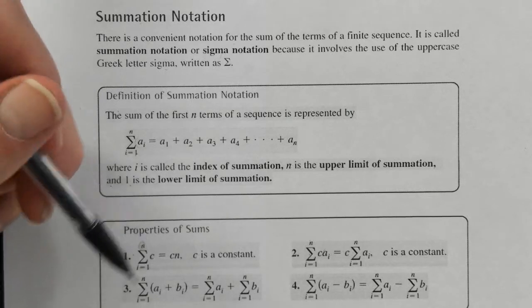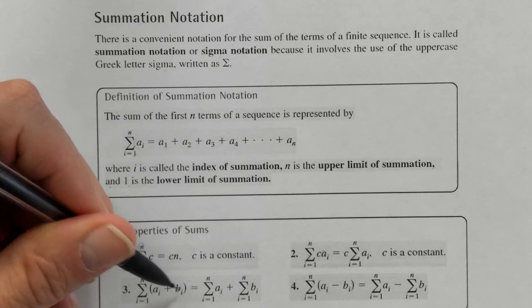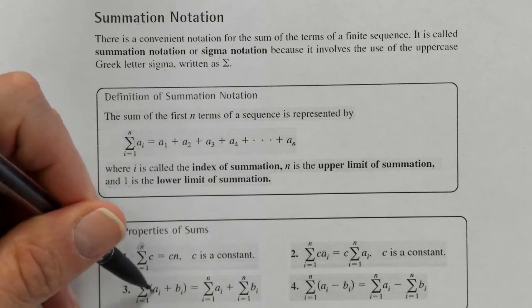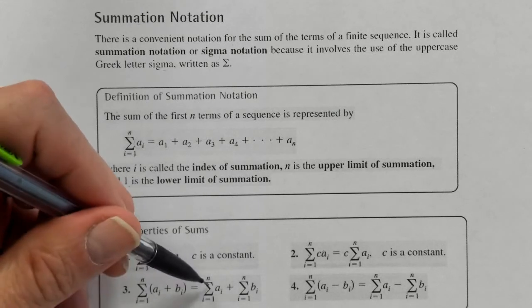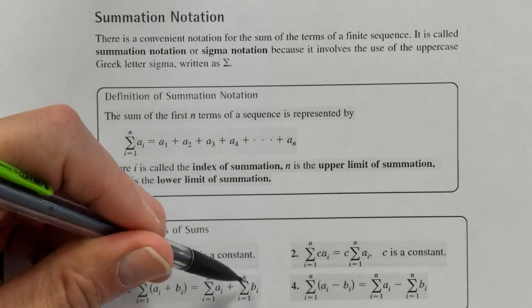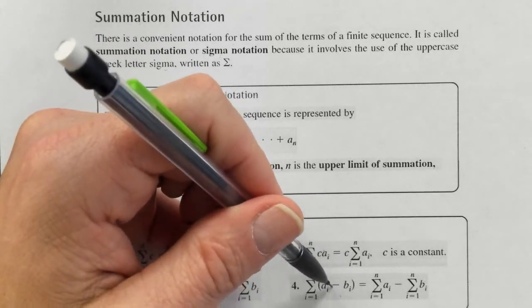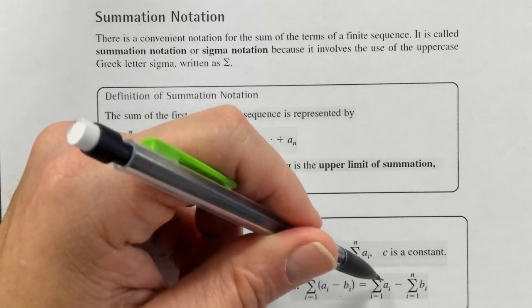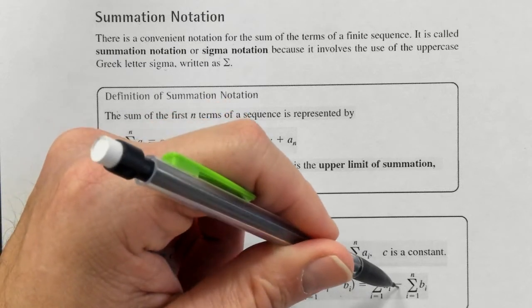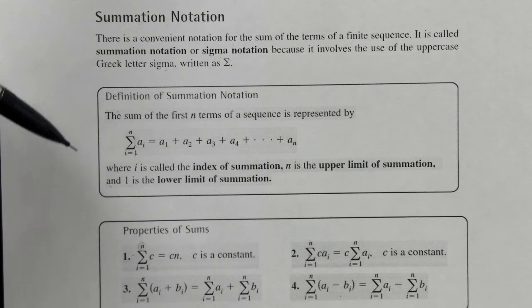Here, if you've got two explicit formulas added together and you're taking a sum, then you can take the sum of the first term and add it to the sum of the second term, and you would still get the same answer. Likewise, if you're subtracting, you can take the sum of the first term minus the sum of the second term, and you get the same answer that way. So those are some of the properties of sums that we're going to be looking at.